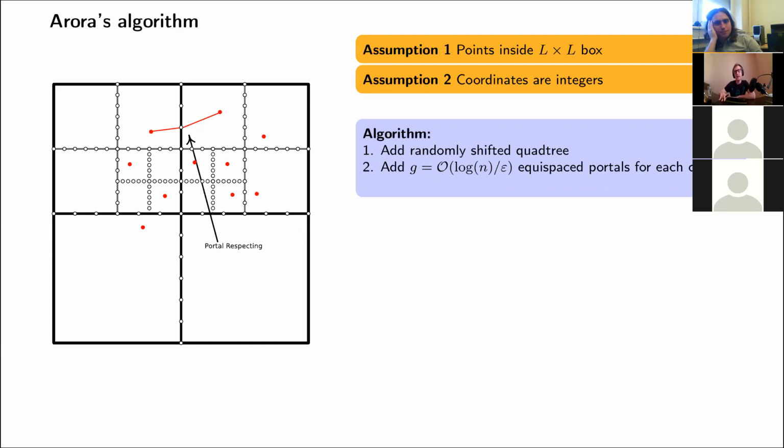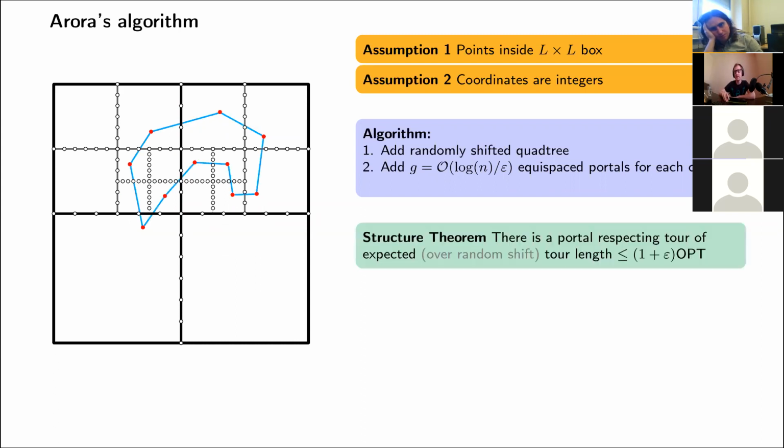Okay, and now comes this ingenious structure theorem of Arora. The structure theorem says the following: if I have the optimum solution to TSP, let it be pi, this blue thing is the optimum solution to the TSP problem, then there exists a portal respecting solution. Let's call it green. This green solution is portal respecting because it crosses these quad tree cells only on the portals.